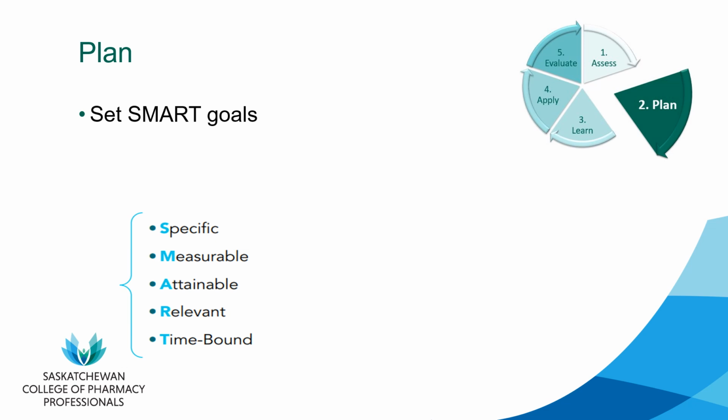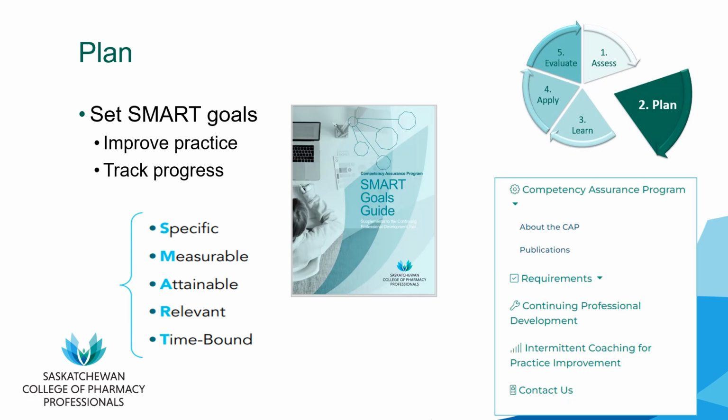After identifying an area for improvement within your practice, the next step of the CPD cycle is to make a plan, which will include setting SMART goals. Goals should be relevant and intended to improve practice. When planning your goal, consider what you will measure in order to track your progress. SCPP has created the SMART Goals Guide, which can be found on the CAP web pages and can be used for additional guidance when writing your SMART goal.